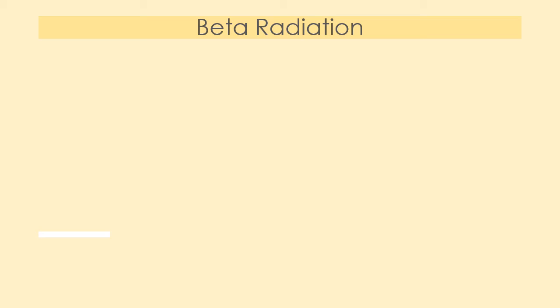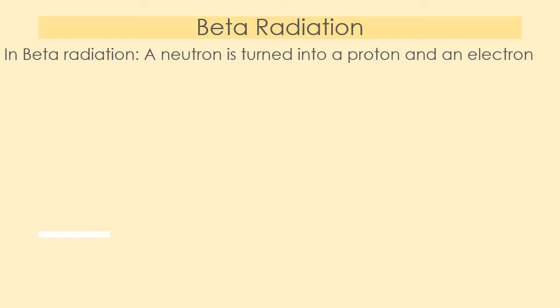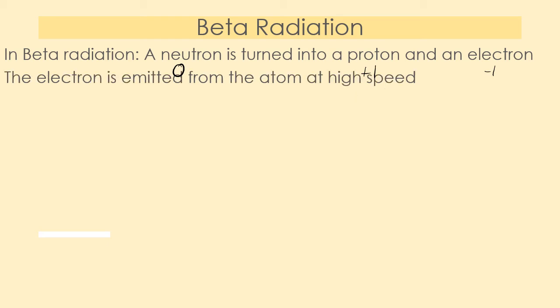We're now going to have a look at beta radiation. In beta radiation, a little bit more confusing, a neutron is turned into a proton and an electron. Why is it turned into a proton and an electron? To keep the charge the same. We look at the charges: a neutron has a zero charge, a proton has a plus one, an electron has a minus one. So the charges will have to still be zero at the other end. So charge is conserved in this thing.